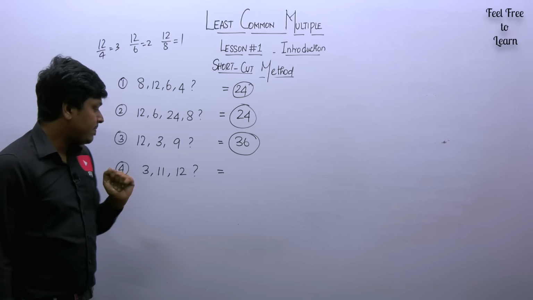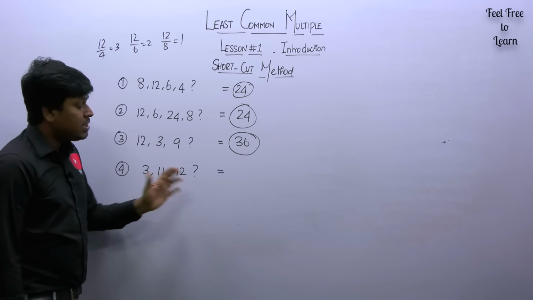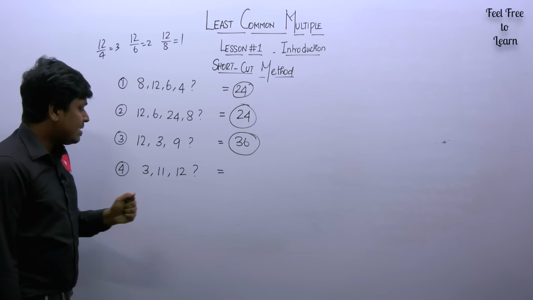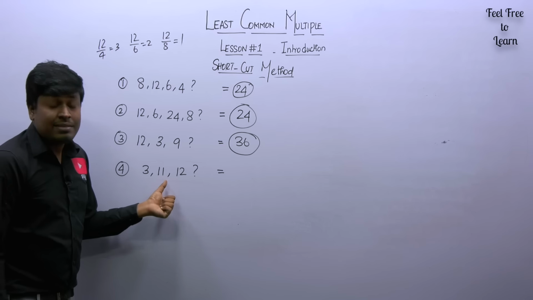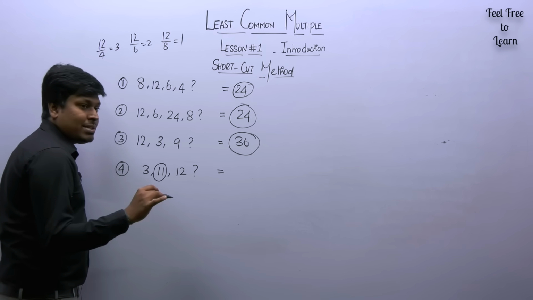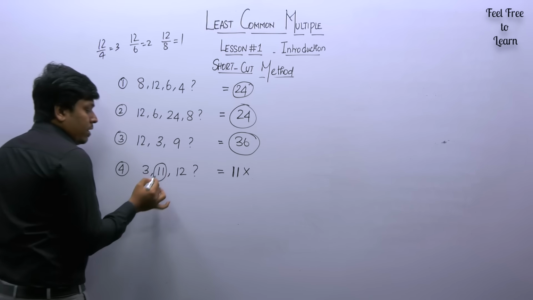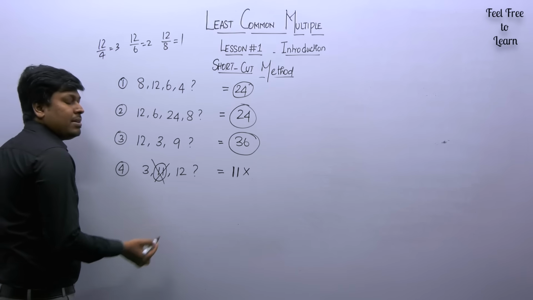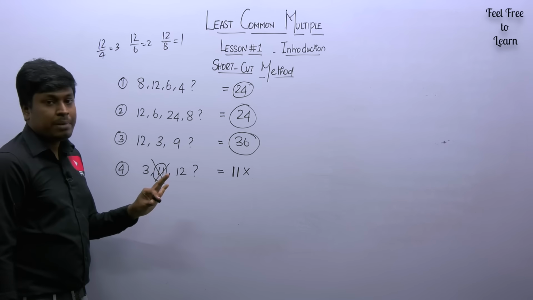Got it? Easy. Now the last numbers are 3, 11 and 12. What is the LCM for it? Just listen here. Here you can see, is there any prime number? Yes. What is the prime number here? 11 is the prime number. So what you need to do is keep the 11 separately, right? Now you don't want to concentrate on this number 11. So now find the LCM for 3 and 12. You don't want to care about the prime number 11.